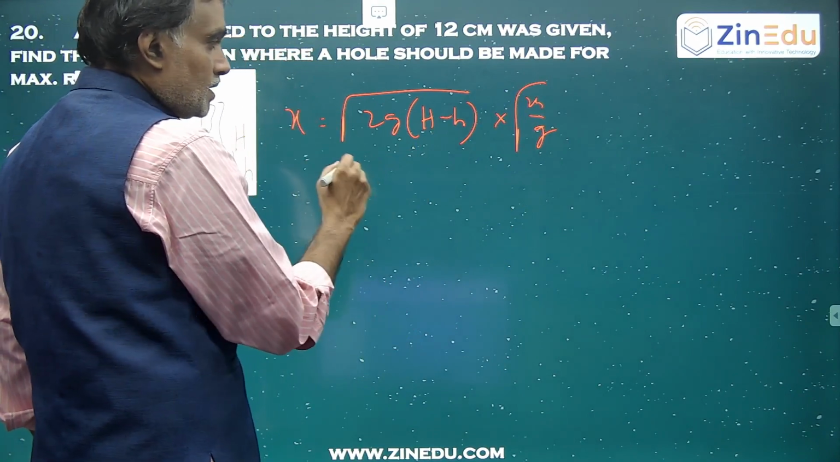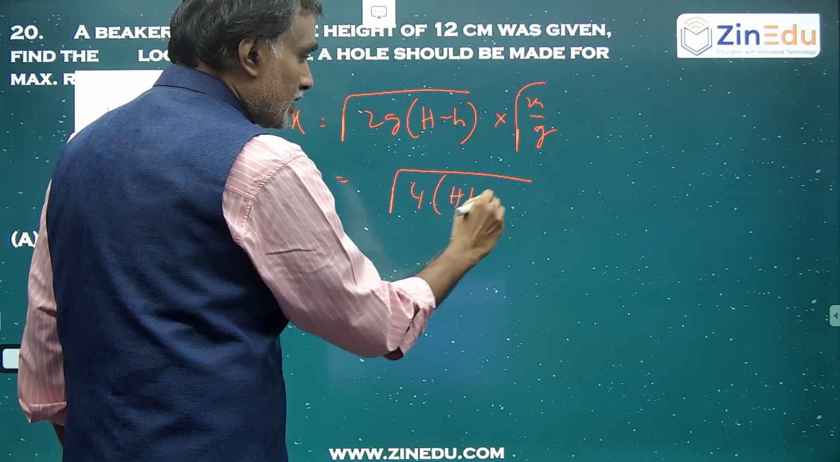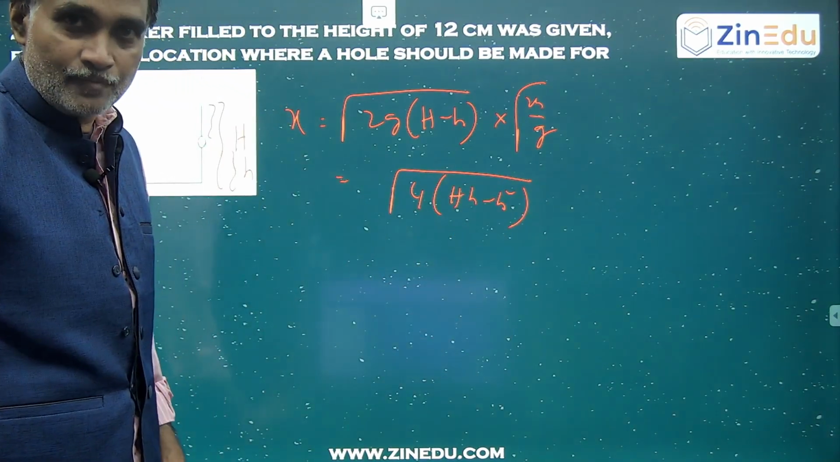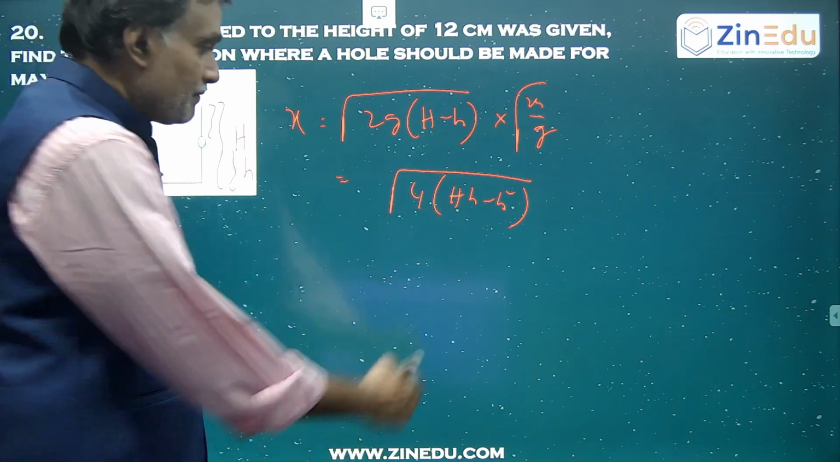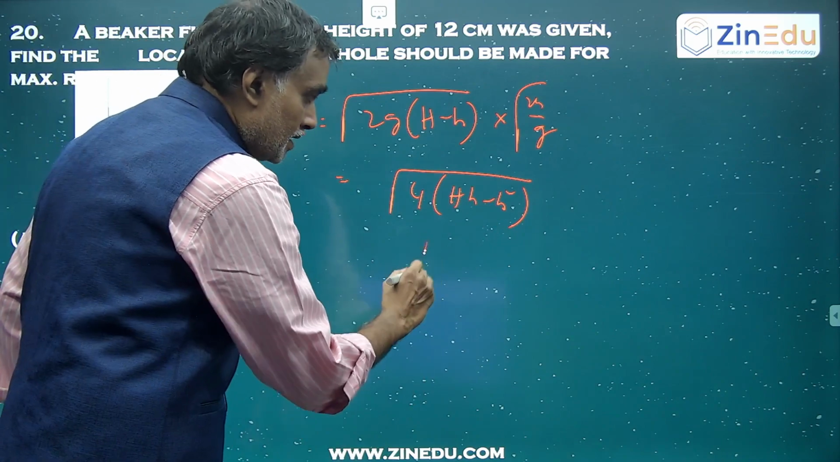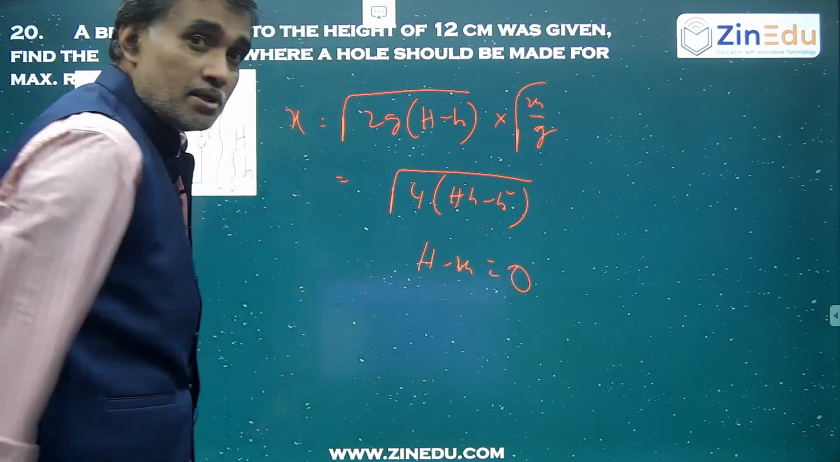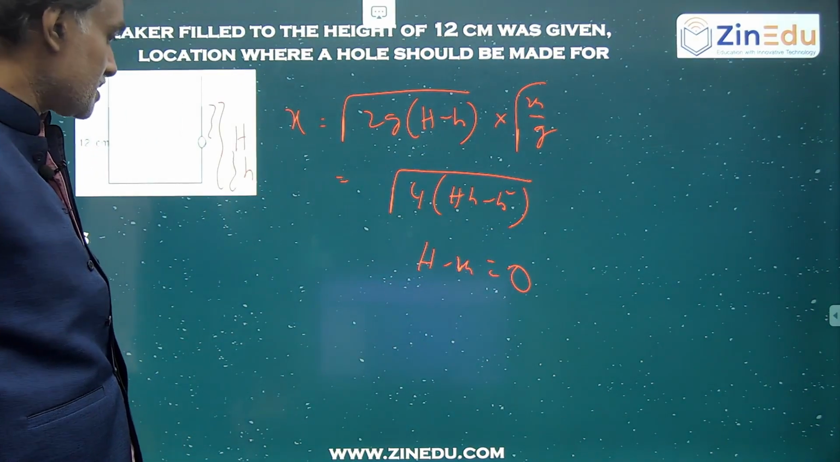What do you get? Root of 4 into h(H minus h), that is x. So for what value of small h is x maximum? Then differentiate this and equate it to 0. Whatever is there under the root, you differentiate. If I differentiate this with respect to small h, what do you get? H minus 2h equal to 0. What is small h? H by 2. Capital H. Answer is 6.